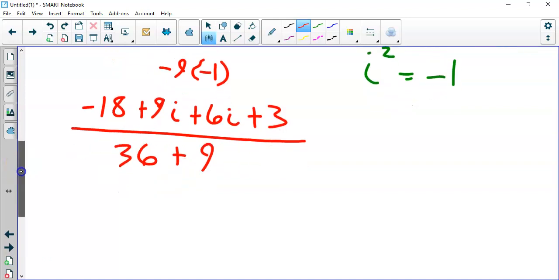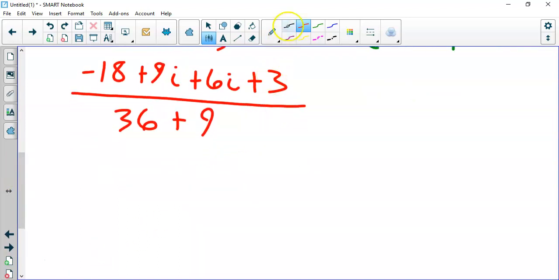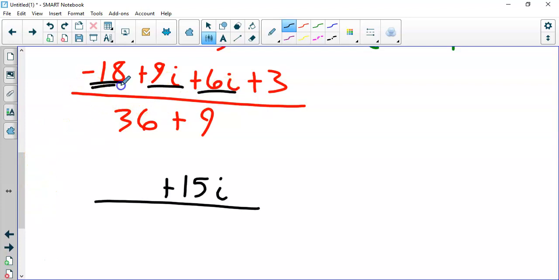So, who's getting together in the numerator? The i's. What's 9i plus 6i? So I got a positive 15i. And we put that second. So these two got together, and then you want to take the negative 18 and the positive 3. What does that give us? Negative 15. And last but not least, in the denominator, what's getting together? The 36 and the 9. What does that give us?